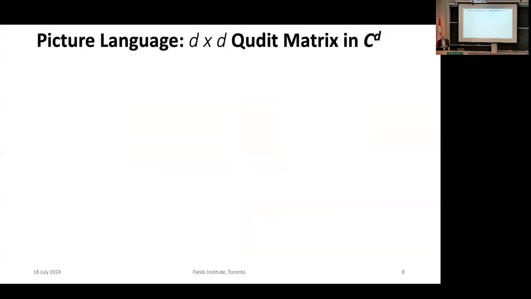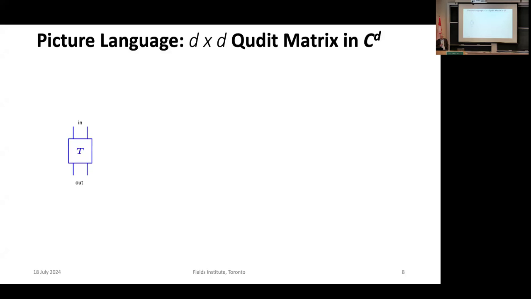I'm going to talk about this picture language for quantum information, which started in work, the first paper was published in 2017 with Chengwei. And it has to do, in the simplest case, with a single particle, which is a d by d matrix. For d equals 2, it's called a qubit, to describe a fermion.